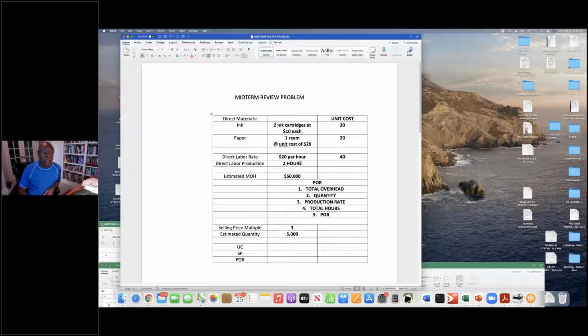Now, how much is the unit manufacturing overhead going to be? Well, let's do the hard way first. The total overhead was what? 50,000. On the second line comes the quantity. That's 5,000. Our production rate is 2. It takes 2 hours to make each one. So we got to make 5,000 things, and our total hours are going to be 10,000.